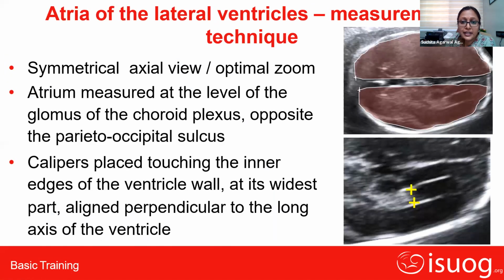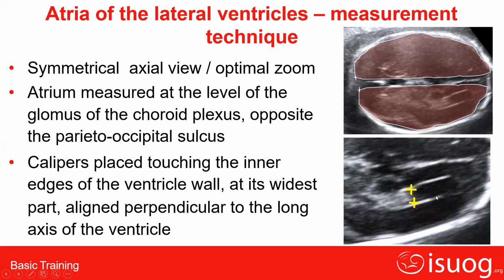Then another very important thing in the transventricular plane is how to measure the atrium of the lateral ventricles. The measurement technique is very important. There should be a symmetrical axial view. Both hemispheres should be symmetrically visible. Then where should the atrium be measured? The atrium should be measured at the level of the glomus of the choroid plexus, opposite the parieto-occipital sulcus.